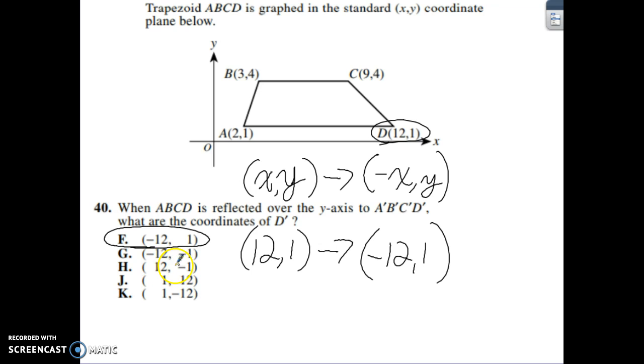The tricky part will be making sure you pay attention to where your negatives are and don't select the wrong one on there. If you don't remember your rule, sketching a graph on each side would be an easy enough thing to do. Being able to count over to the y-axis, in this case we're going to be counting over to 12, and know that we're going to be going 12 on the other side. So it's going to be negative 12, 1 over here. That's how that works.